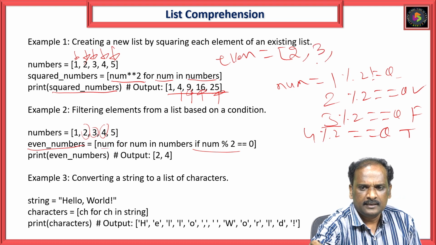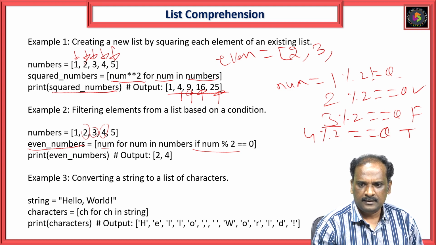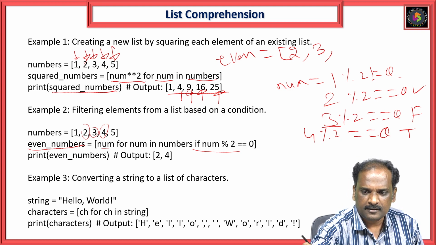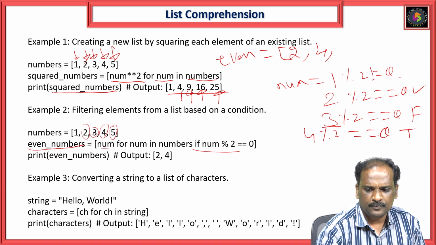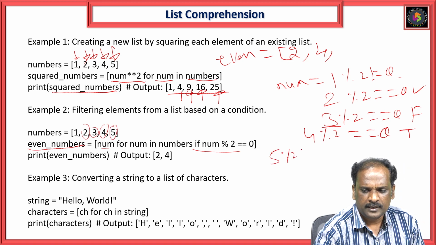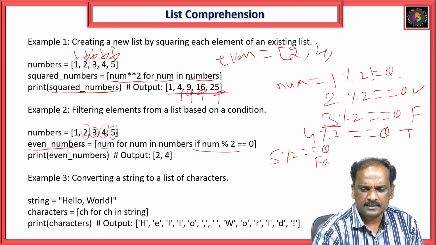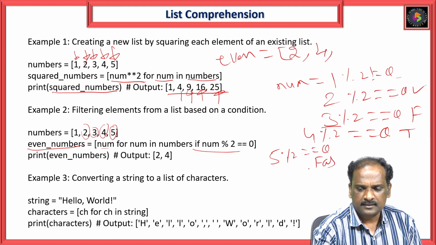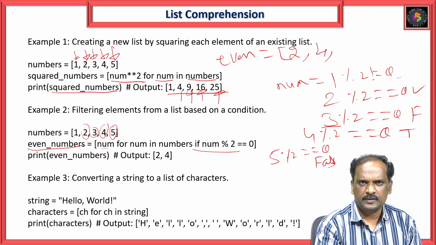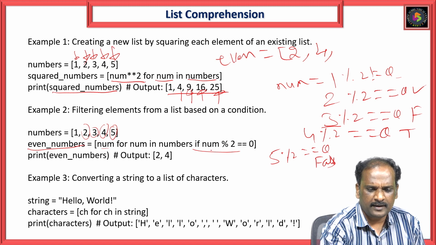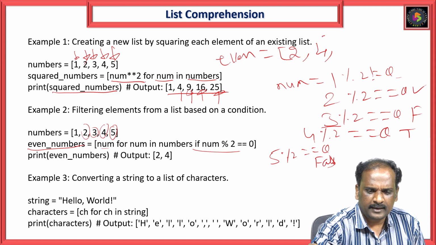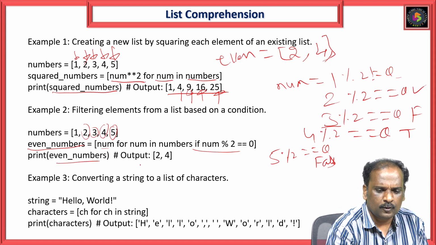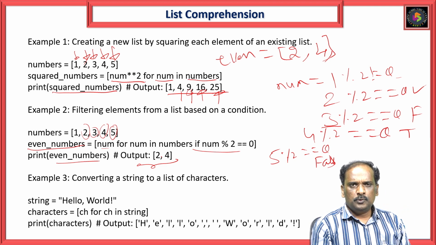The new list is here, even numbers. So what is the num value now? The num value is 4. Now again take the next element, 5. Is 5 modulus 2 equal to 0? False. 5 modulus 2 is 0 is false. So false means 5 is not included into the even numbers list. So now finally when I display the even numbers list, the output contains only the values 2 and 4.